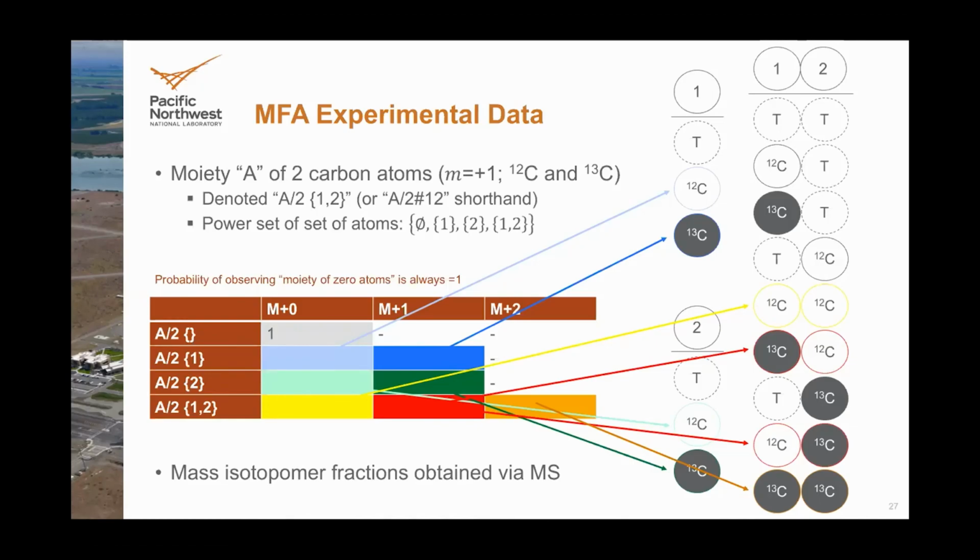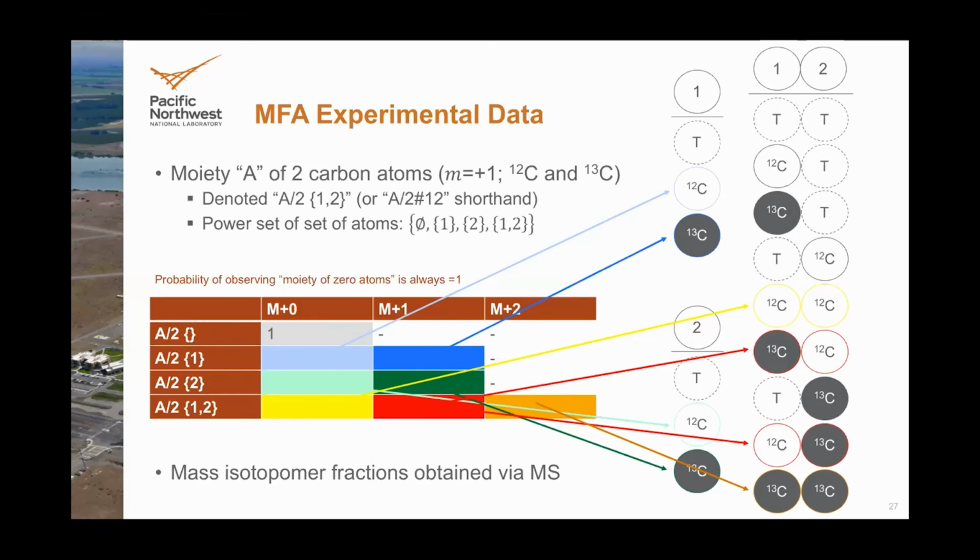can see that its m plus 0 fraction, the light blue in this figure, is coming from the carbon-12 atom, and then the m plus 1 is coming from the carbon-13 atom. And similarly for the second carbon atom of moiety A. But then when we're looking at the combination of 1 and 2, for M0, that's yellow, we can see that that is getting its intensity from carbon-12 and carbon-12. And for M plus 2, we can see at the very bottom right of the figure, it's carbon-13 and carbon-13.